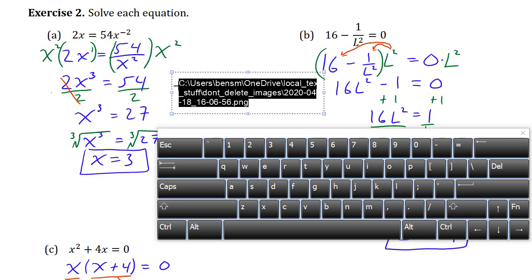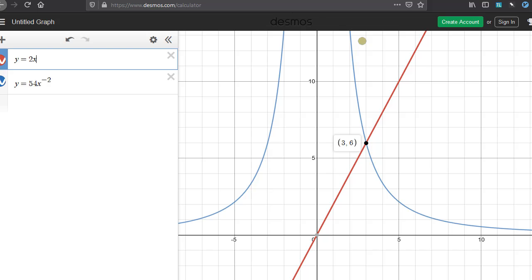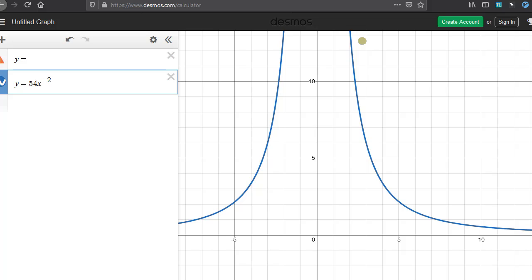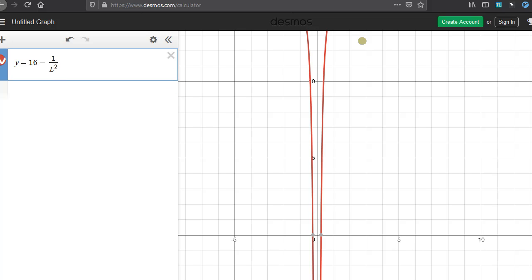Okay, there we are with that one pasted in. Now let's look at the other one. For this one, we're going to graph y equals 16 minus 1 over... I guess we could use L. Desmos might freak out if I try to use L as a variable. Let's see what happens. Oh, it looks like no problem there.